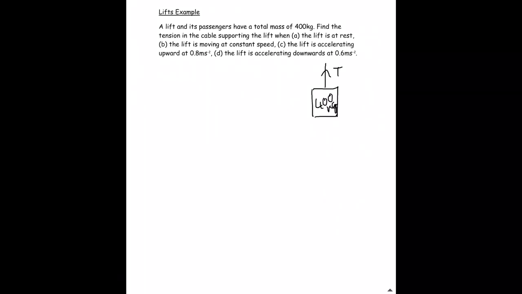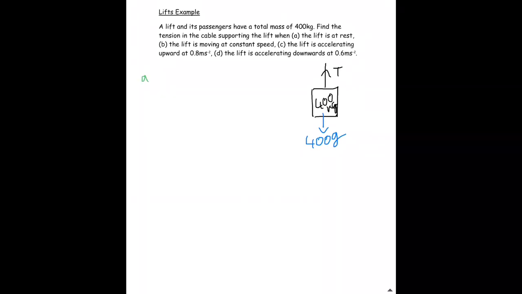So first things first, what forces are acting on this lift? Well, there's the tension in the cable that's going to pull it up, or hopefully stop you from clattering to earth. And also trying to pull you down is your weight, which is your mass times gravity. So there's 400 times 9.8 trying to pull you down. So those are the forces acting on this lift. Now let's have a look at the different scenarios.